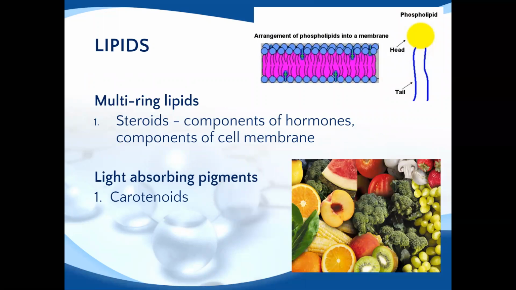There are multi-ring lipids as well. Steroid hormones are examples of lipids. You'll not come across a lot of examples of those in this class. I'll talk about them a little bit, but not a whole lot. If you take any higher level science, you'll look at steroid molecules in depth, though. Another example of multi-ring lipids are carotenoids, the pigment that you find in carrots. That's an example of a multi-ring lipid as well.